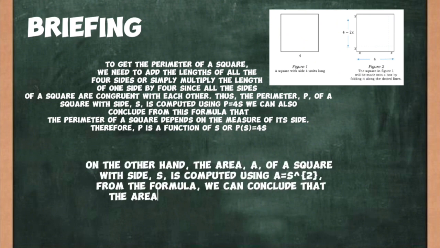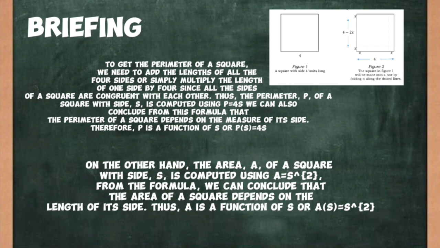On the other hand, the area A of a square with side S is computed using A equals S squared. From the formula, we can conclude that the area of a square depends on the length of its side. Thus, A is a function of S, or A of S equals S squared.